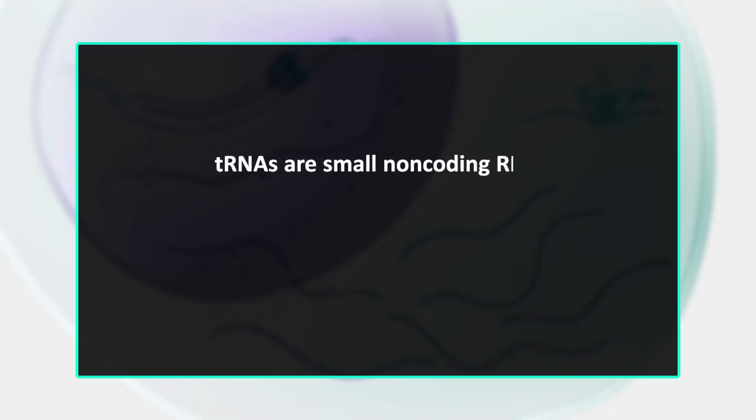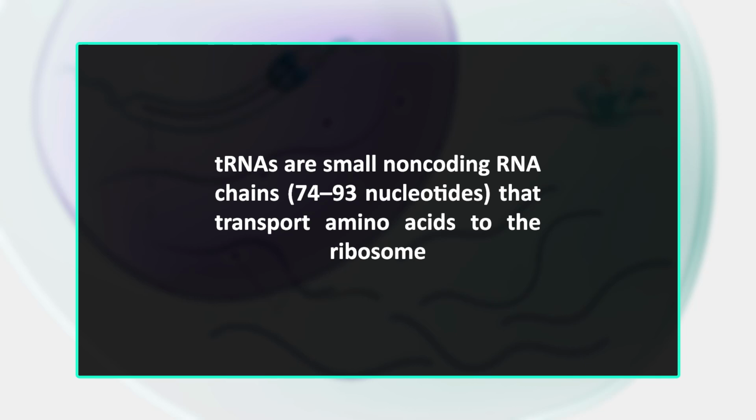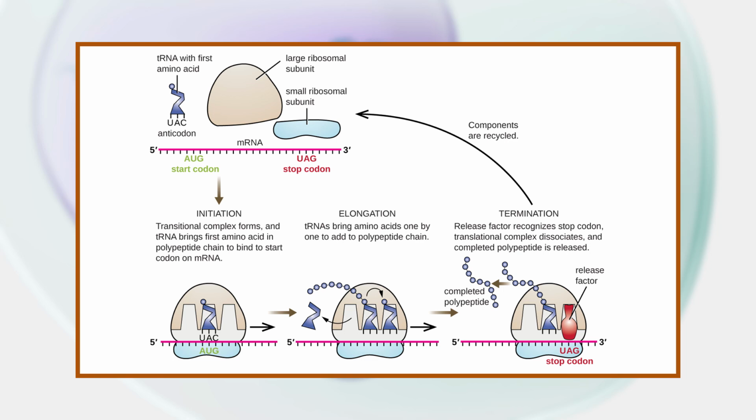The ribosome is a multi-subunit structure containing rRNA and proteins. It is the factory where amino acids are assembled together into proteins. tRNAs are small non-coding RNA chains, usually 74 to 93 nucleotides in size, that transport amino acids to the ribosome site. tRNAs have a site for amino acid attachment and a site called the anticodon. The anticodon is an RNA triplet complementary to the mRNA triplet that codes for their cargo amino acid.